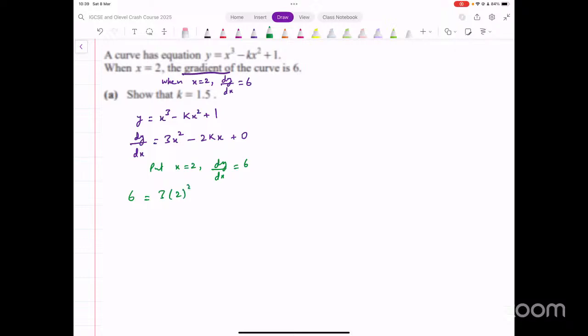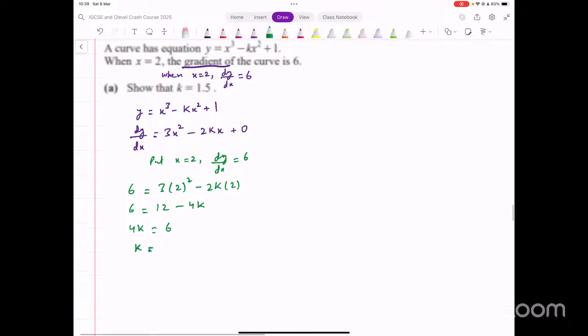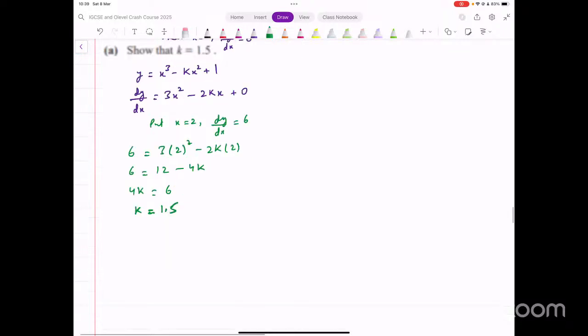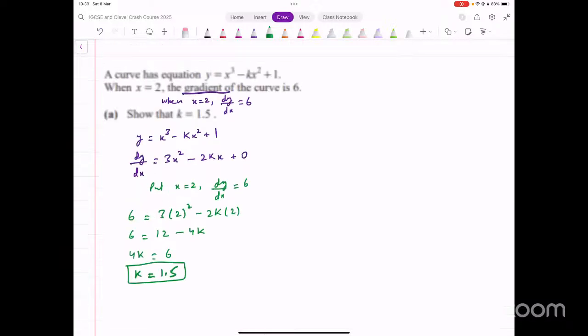That gives us this equation, 3 into 2 squared minus 2k times 2 equals 6. Let's simplify this. We have 6 equals 3 into 4, that's 12, minus 4 times k. 4k equals 6. So I've taken 4k to the left side, 6 to the right side. That gives me this. And then k equals 6 over 4 or 1.5. That's what we wanted to show there. k equals 1.5 here. All right, let's move on.